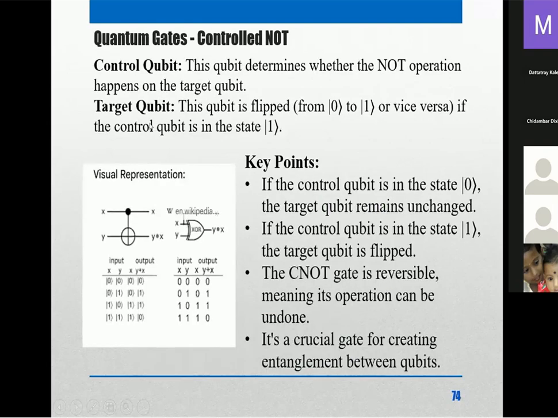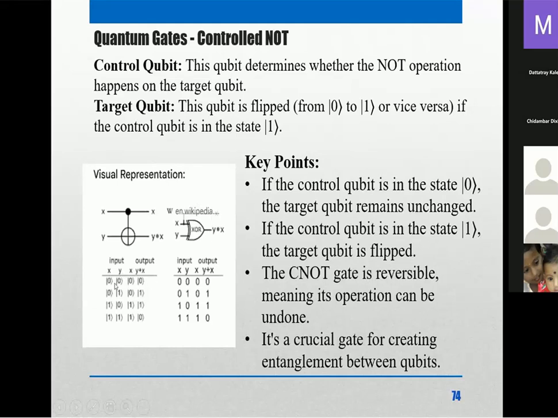So in detail, the control qubit determines whether the NOT operation happens on the target qubit. The target qubit is flipped: from 0, the ground level, it will change to the excited state, or vice versa. If it is excited, it can change to the ground level. If the control qubit is in the state of 1, in the visual representation you can see here an exclusive OR gate is there.